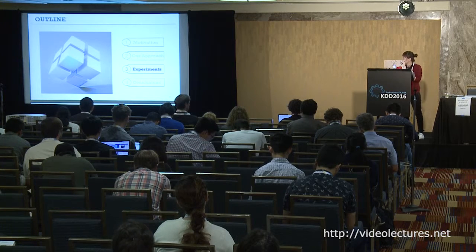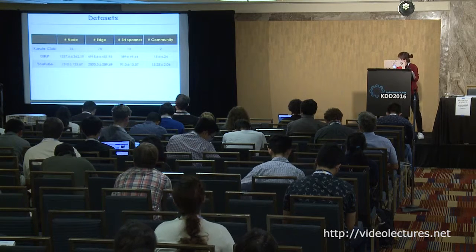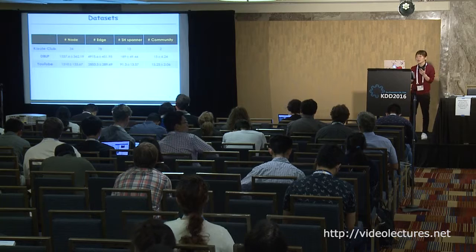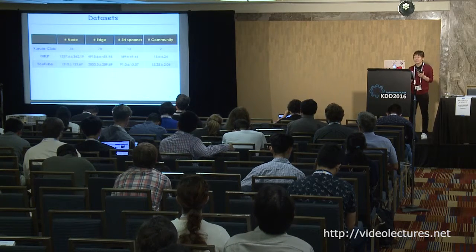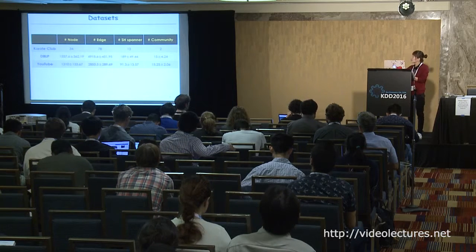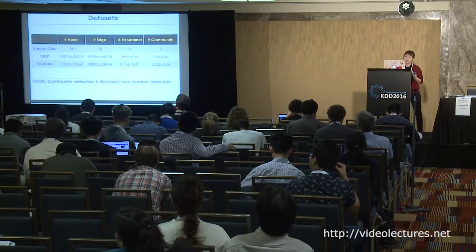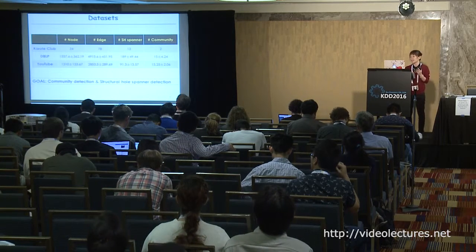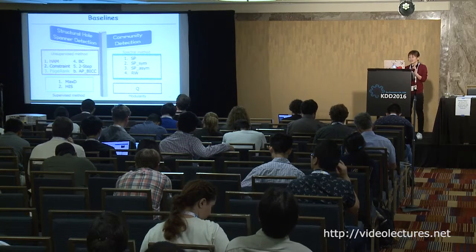Finally, I will talk about our experiments. Here are the data sets we used. We used 3 data sets, including Karate Club, DBLP, and YouTube. The details are shown in this table. Our goal is community detection and structural hole spanner detection, so our baselines are focused on both of these.